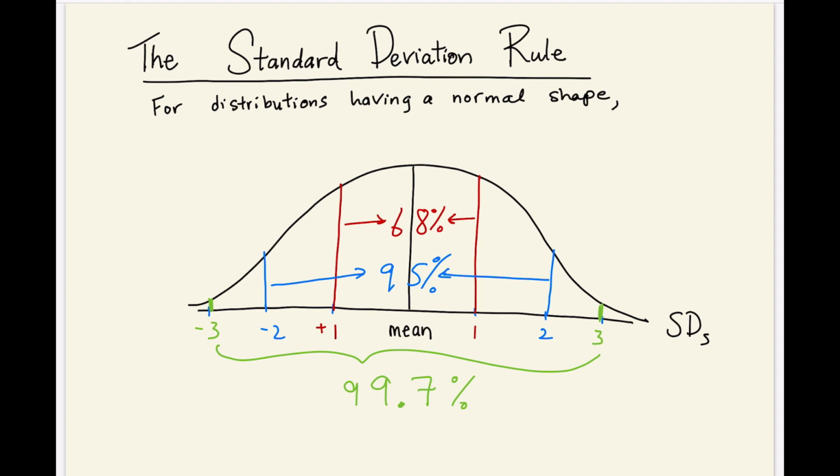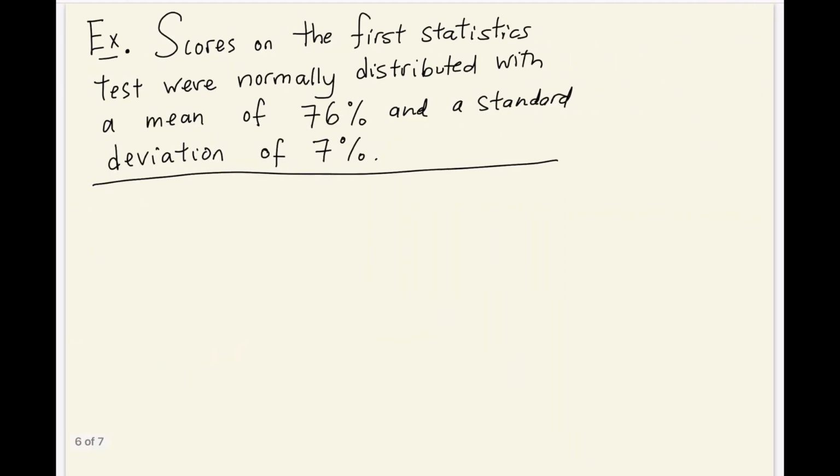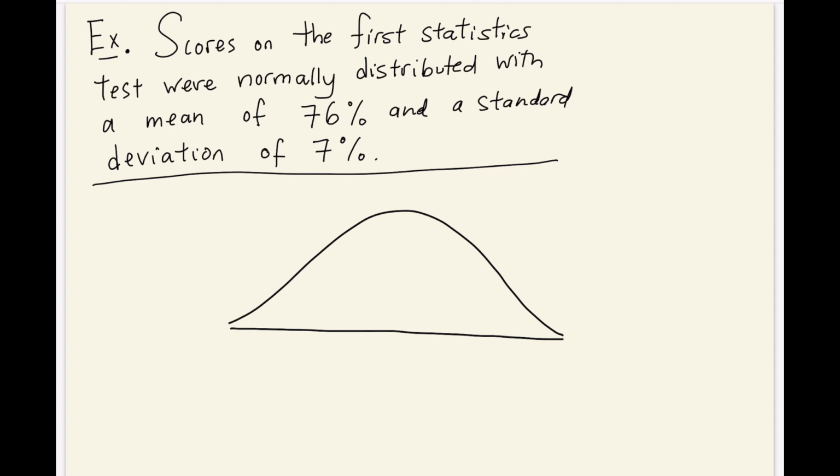So let's do a quick example. Let's suppose that on the first statistics test, the test scores were normally distributed. So they had that bell shape, and the mean was 76% and the standard deviation was 7%. So what does that tell me about the test scores? I'm just going to draw a little diagram. And so the mean was 76%.